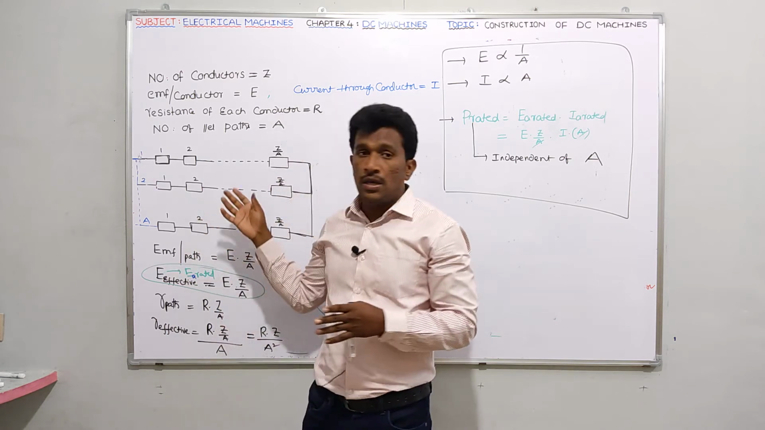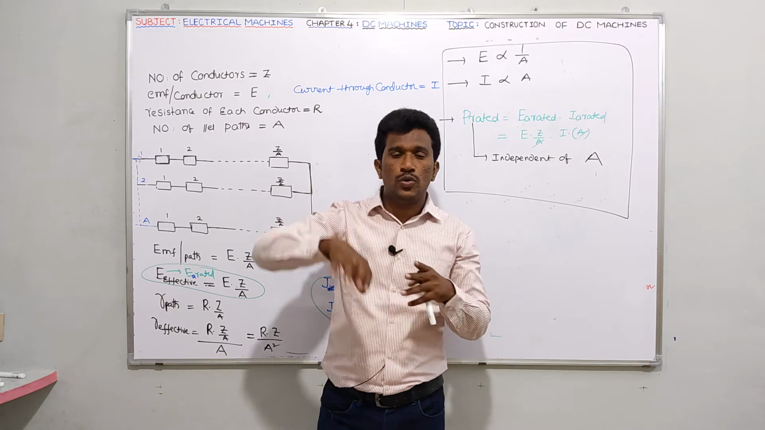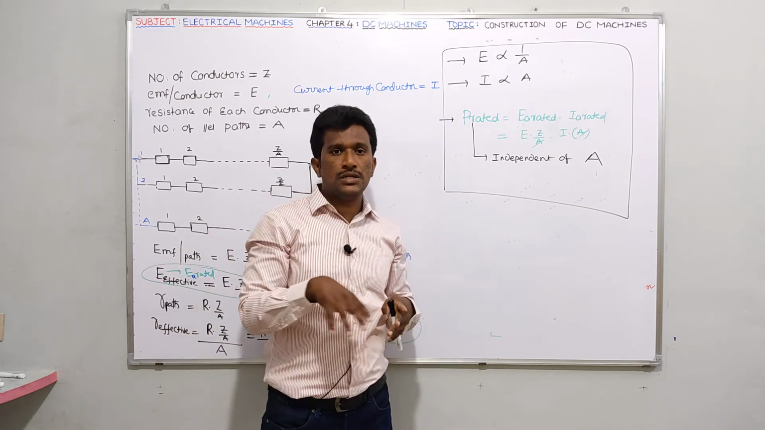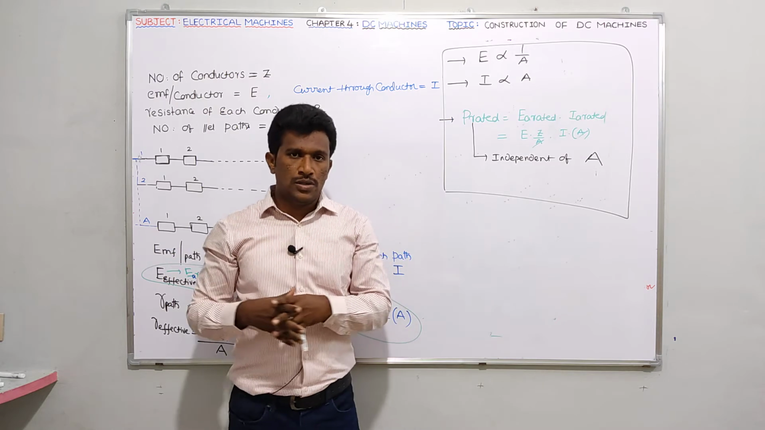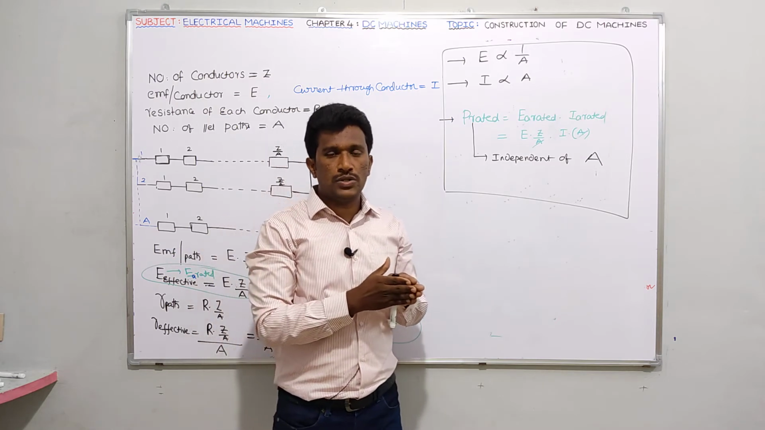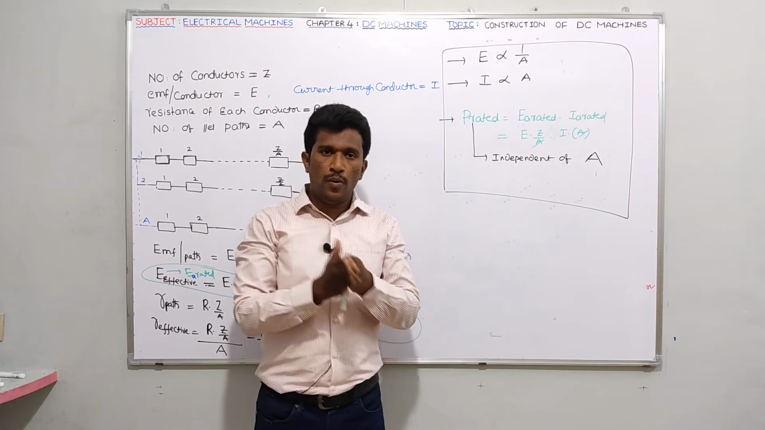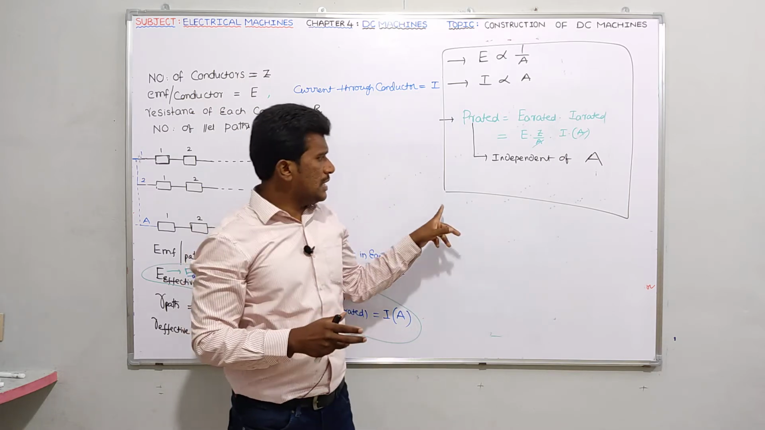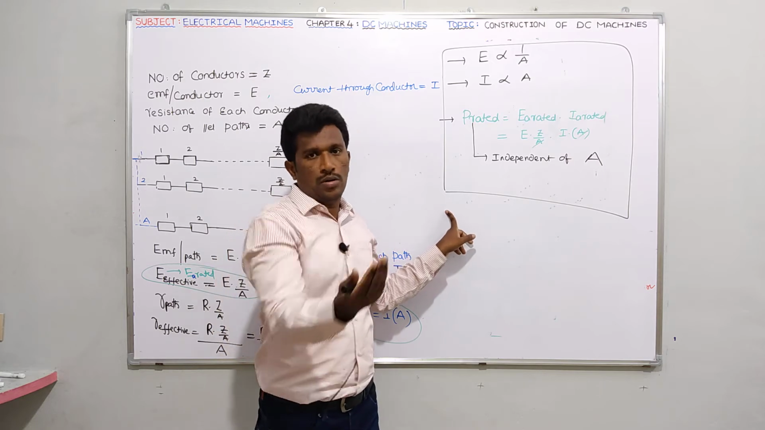Previously I explained that in wave winding, slots are divided into 2 parts, whereas in lap winding, slots are divided into P parts. So the number of parallel paths in lap winding equals the number of poles. In wave winding, the number of parallel paths equals 2 only.